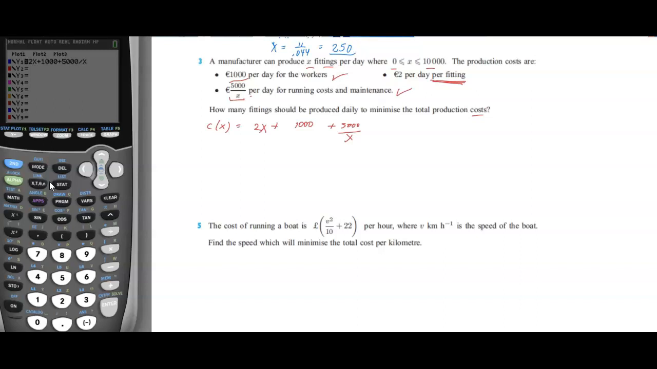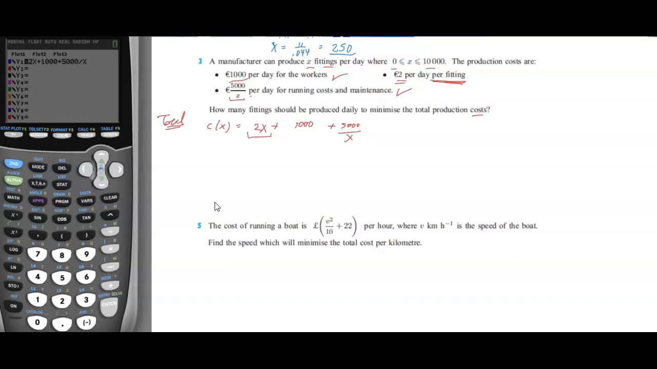So when we make the cost function, we're going to make a cost function for the total number of fittings, not per fitting. Although in a real problem, I think it would make more sense to do a per fitting cost. So the components are this 2 euros per day per fitting.